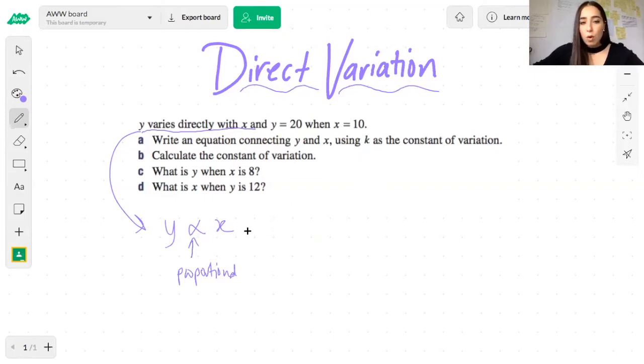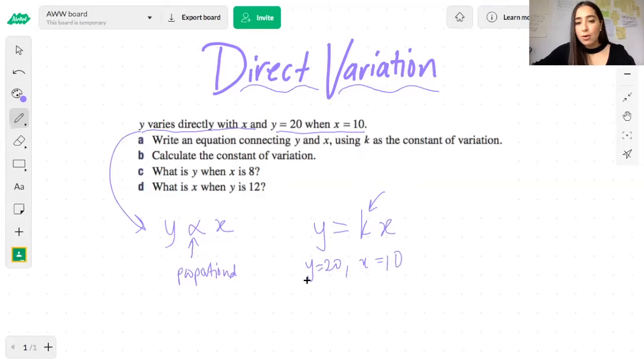Now, if you want to transform that into an equal sign, you need to add in an extra variable called the constant of proportionality. This is the constant that tells you how they are related. In order to find the constant of proportionality, this k value, you need to use some values that you're given. It says y equals 20 when x equals 10.